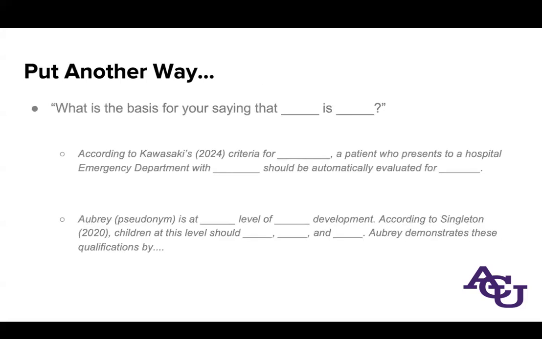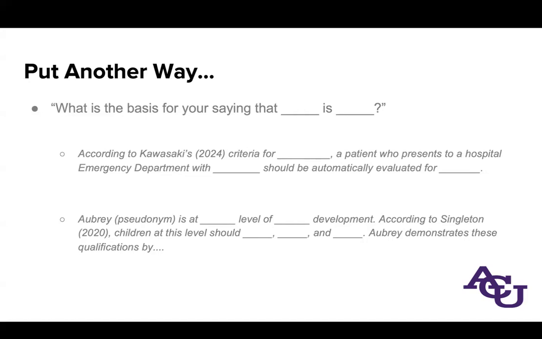Put another way, grounded analysis is your way of saying, hey, I'm not making this up. I'm not being arbitrary. According to this other thing, this is what this thing means. Such as, according to Kawasaki's 2024 criteria for an acute myocardial infarction, which is a way of describing a heart attack or a type of heart attack, a patient who presents to a hospital emergency department with X should be automatically evaluated for Y.